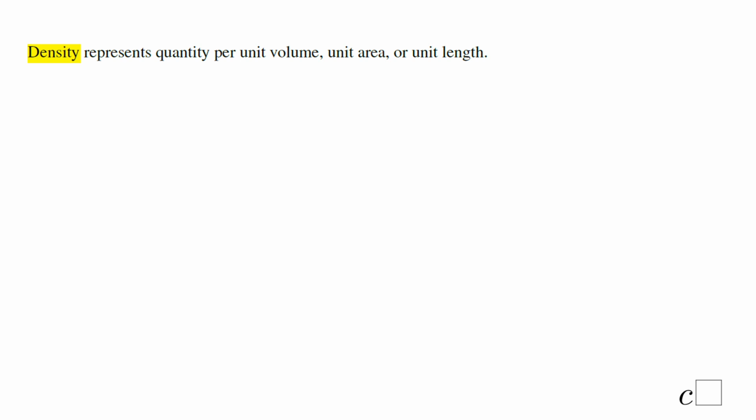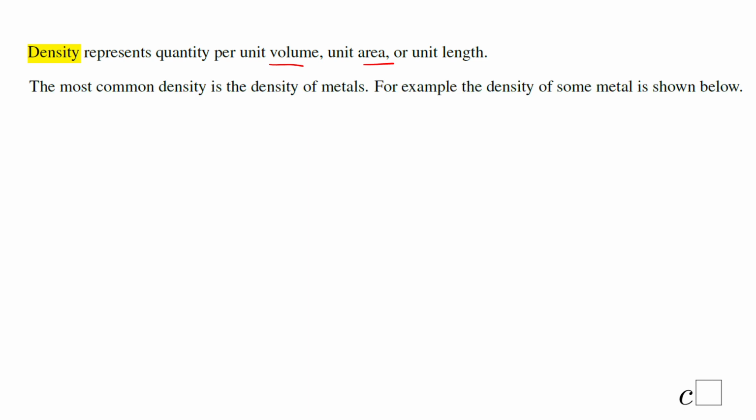In this lesson we'll talk about density, and you see here a definition of density. Density represents the quantity per unit volume, unit area, or unit length. In this lesson we're going to look at the first two, but it's kind of the same thing for the unit length. Let's see this first part, when density is represented as quantity per unit volume.